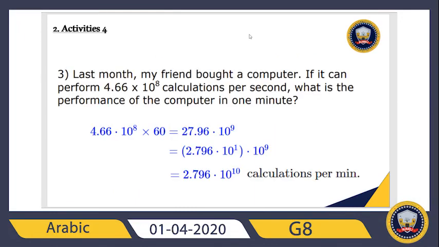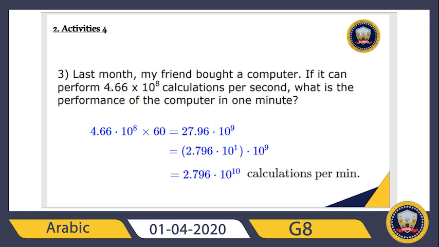Okay, let's look at this. Last month, my friend bought a computer. If it can perform 4.66 times 10 to the power of 8 calculations per second, what is the performance of the computer in 1 minute? So this is the number of calculations that the computer makes in only 1 second. I need to find how many calculations in 1 minute.